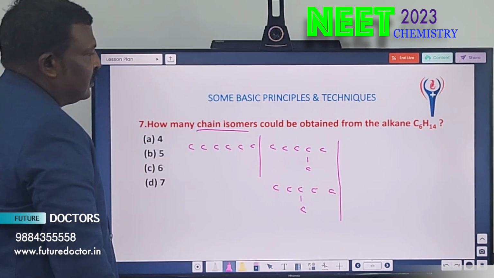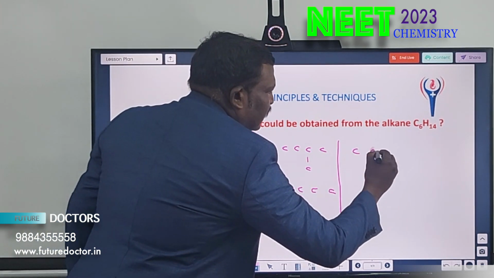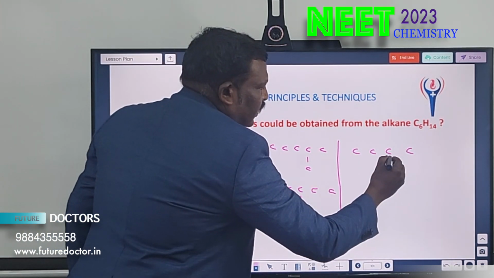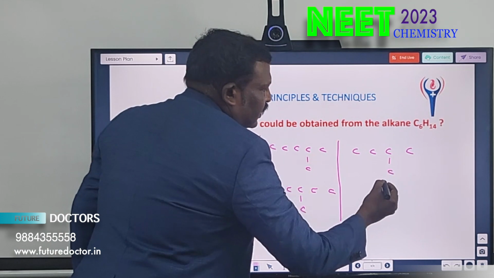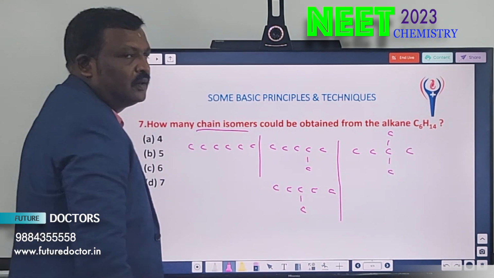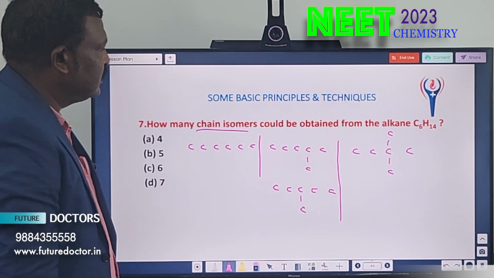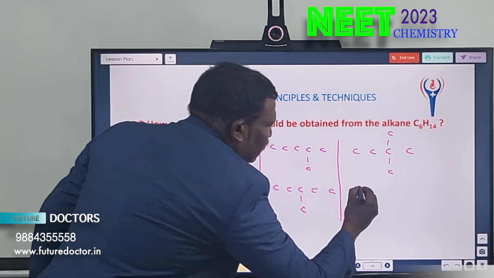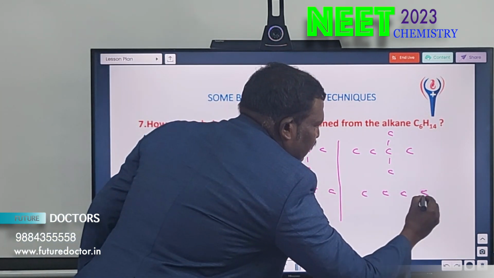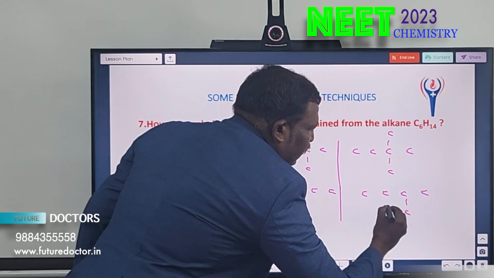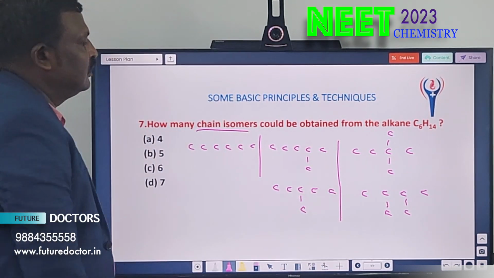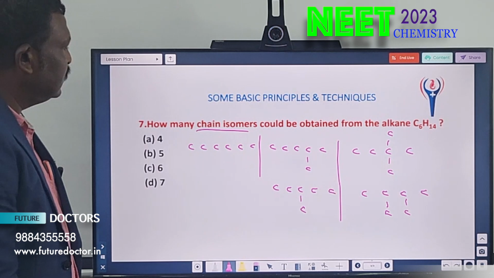Next one is 4 in a straight line and 2 in branches, with both branches on the same carbon. So this is one possibility. Then again 4 in a straight line, with the 2 branches on 2 different carbons. Understood? You following? So these are the possibilities.